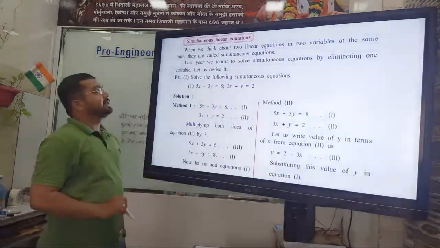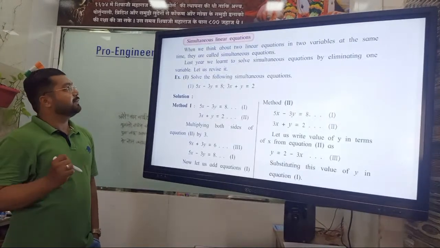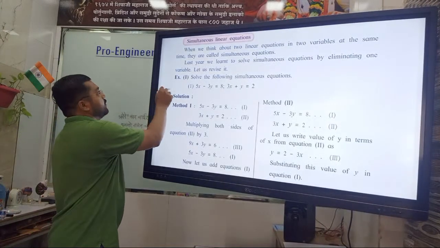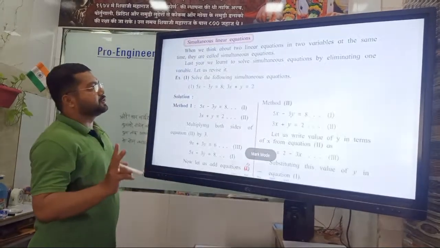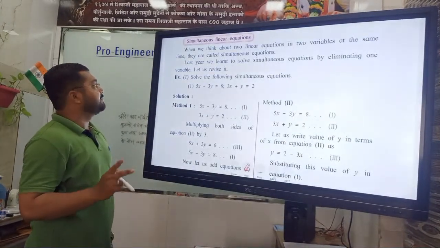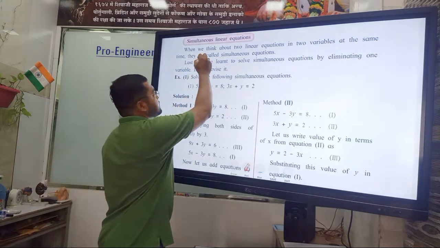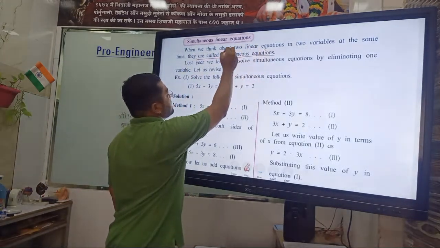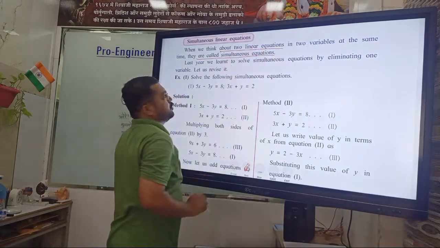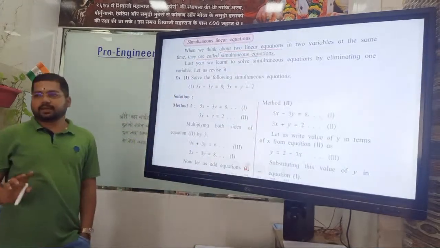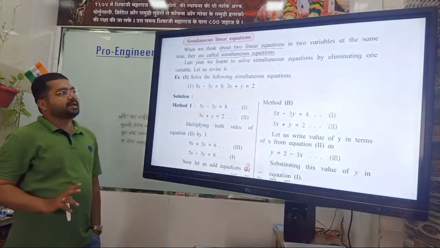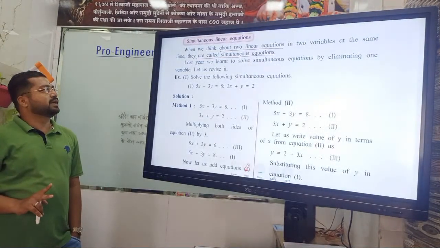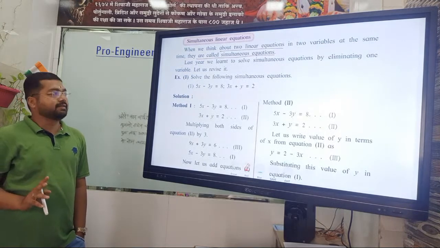Now simultaneous linear equations. What is a simultaneous linear equation? When we think about two linear equations in two variables at the same time, they are called simultaneous equations. Last year we learned to solve simultaneous equations by eliminating one variable. Let us revise. So we will revise it.